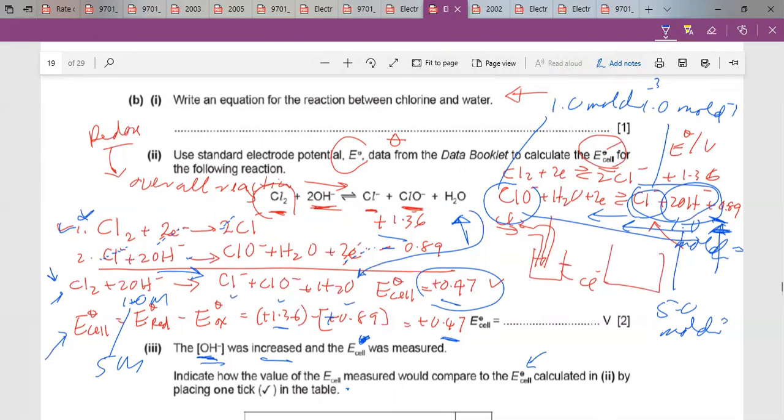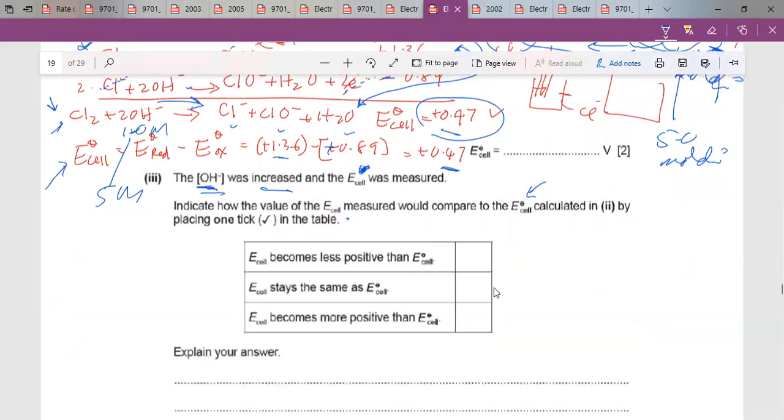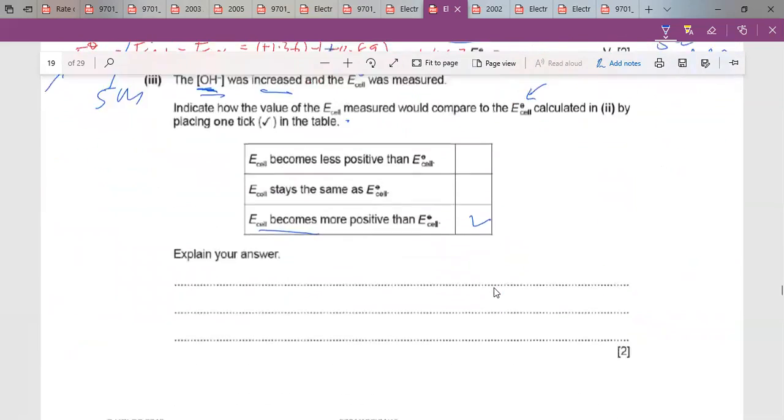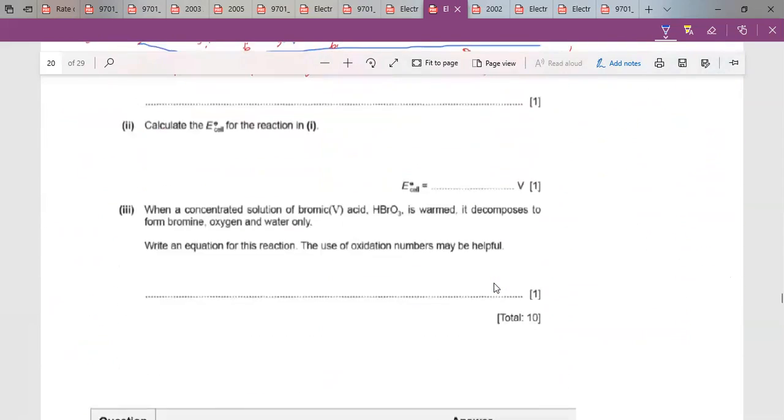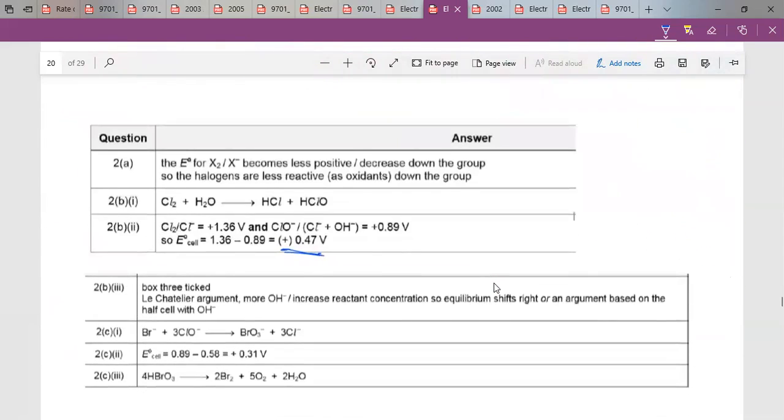It means it becomes more positive. Okay, become more positive. So which is more positive here, right? Becomes more positive now. Okay, so this concentration factor effect you can see here. Right, Box 3 tick.